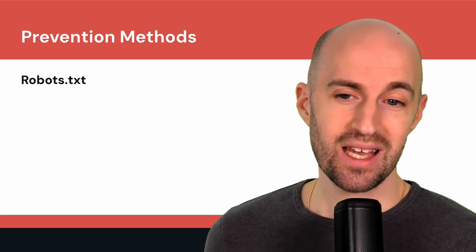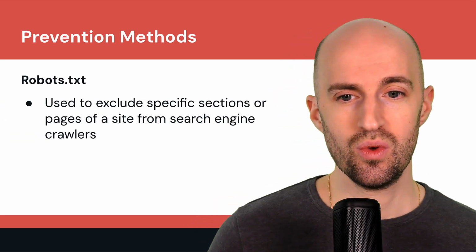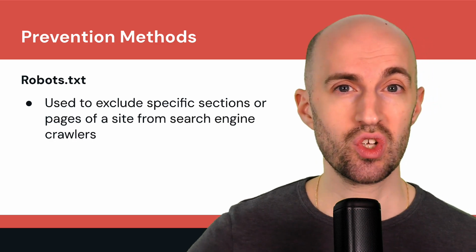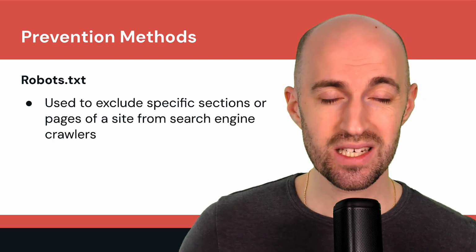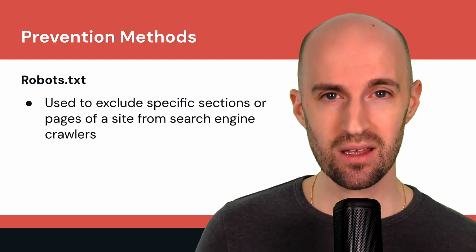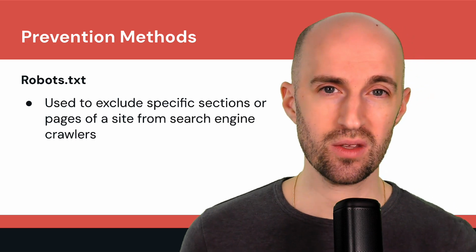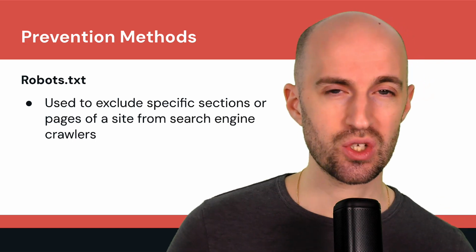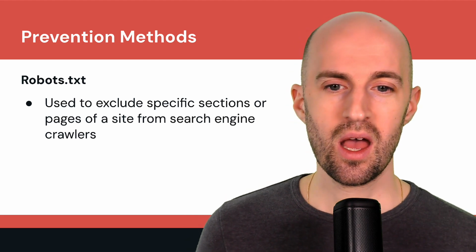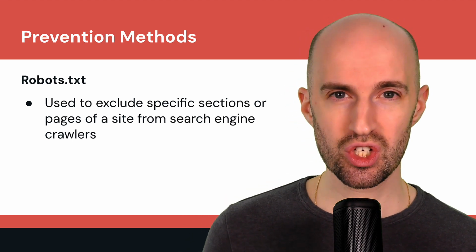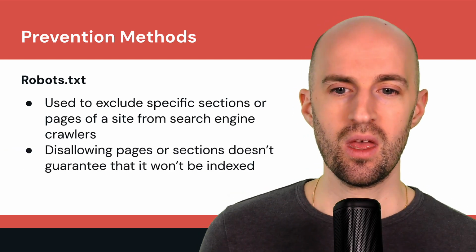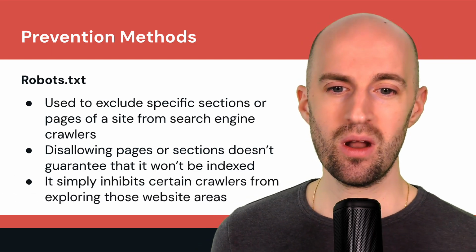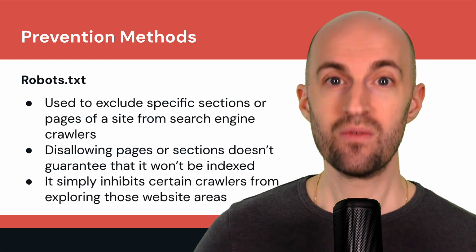Then we have robots.txt file. So this file is used to exclude specific sections of the website or specific pages from search engine crawlers. It doesn't necessarily prevent indexing, because the search engines could find those pages or those sections externally or through other links, but it does kind of discourage search engines from discovering them or from crawling those sections first. So that's the key thing to remember. It just inhibits certain crawlers from trying to find it in the first place.